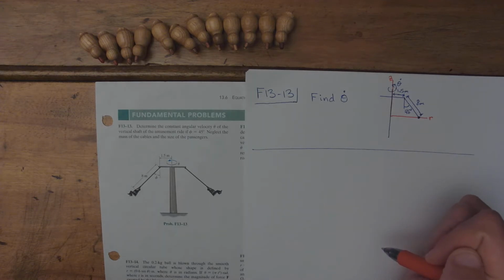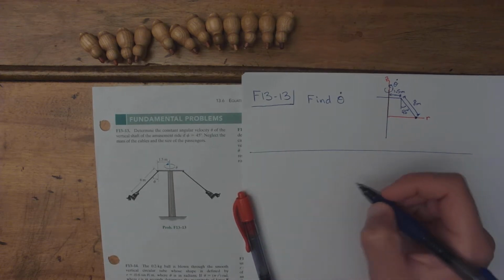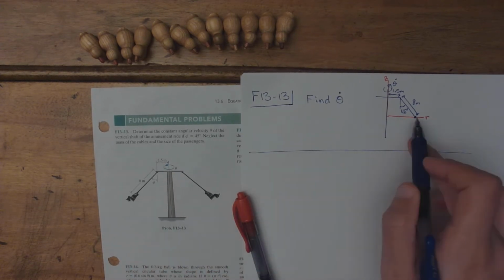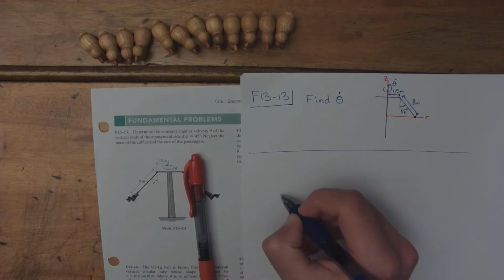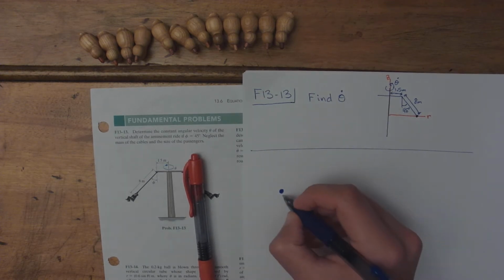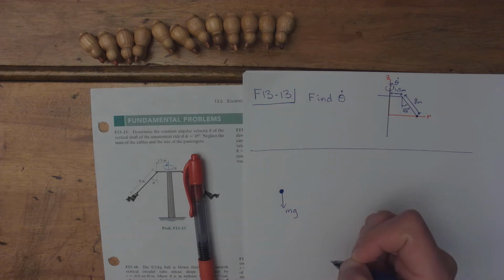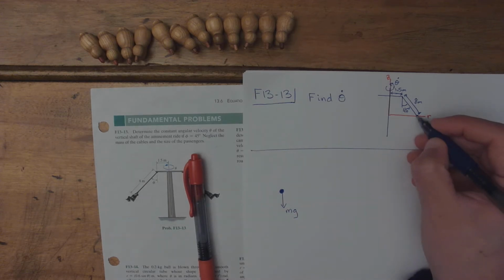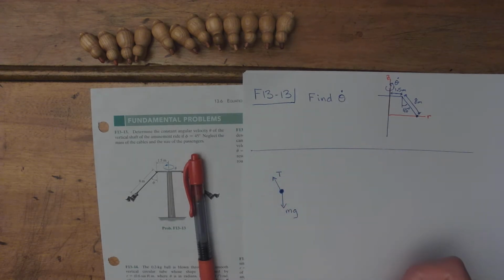Now, before we take a look at Newton's second law, I would like to determine the forces that are acting on this passenger. You can do it for either passenger. I chose to do it for the passenger on the right in the figure. So we have the passenger here. We have a force of gravity acting downward on the passenger, so that force is m times g. And we have a force acting along the cable. That's the force of tension, so we'll call that capital T. And those are the only two forces acting on the passenger.